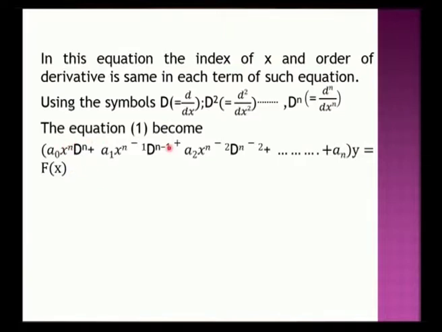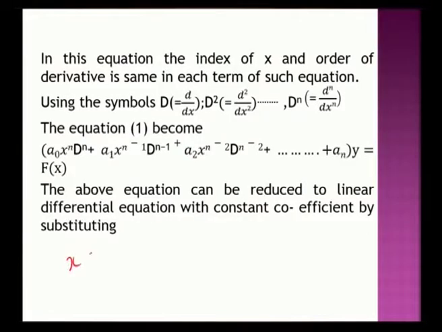This is how the Cauchy-Euler linear differential equation will reduce after using the symbols D, D squared, D^n. The above equation can be reduced to a linear differential equation with constant coefficients by some substitution. What we are going to substitute is x = e^z. If x = e^z, then the natural logarithm of x is equal to z.